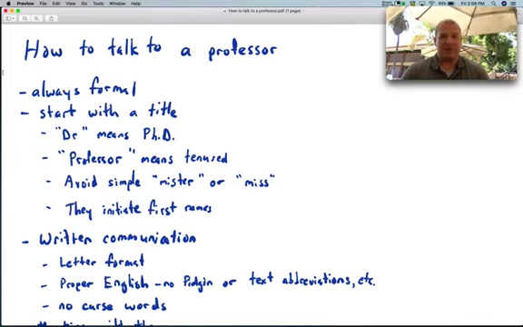Also, the faculty member is the one that initiates the first names. Like, if I say, hey, Professor Ferguson, no, just call me Mike. That's fine. Then you can call the faculty member that, but the idea is that the faculty member initiates that.